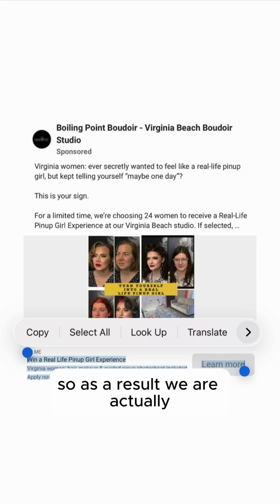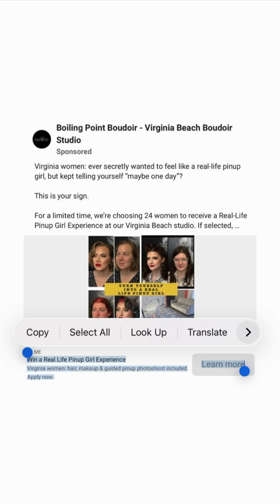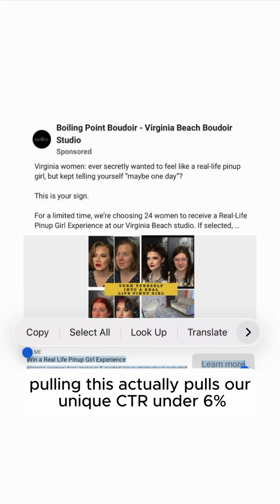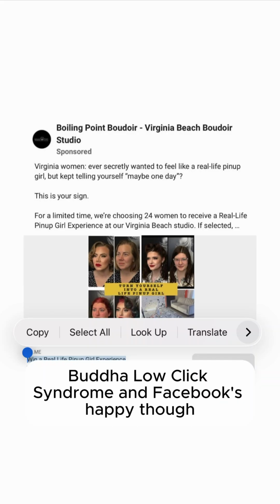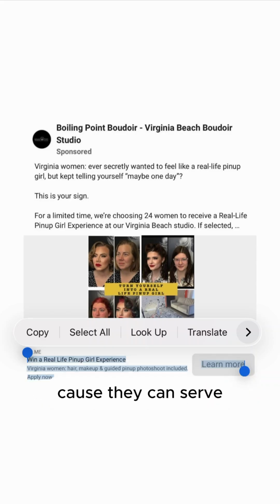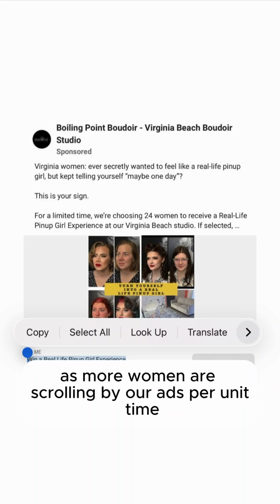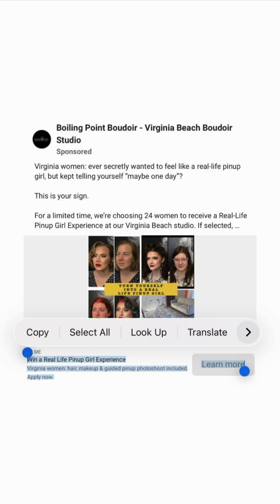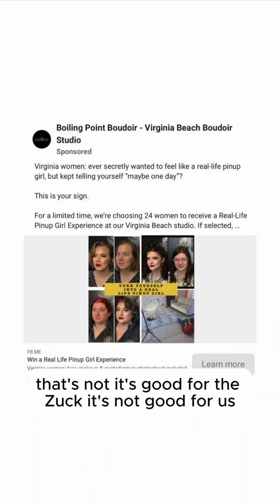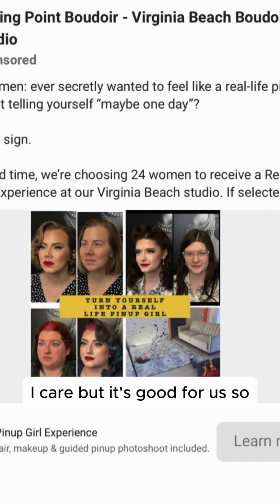So as a result, this actually pulls our unique CTR all under 6%, contributes to BLCS, boudoir low click syndrome. And Facebook's happy though, because as more women are scrolling by our ads per unit time, that means Facebook can serve more ads per unit time. So the Zuck is happy. It's good for the Zuck, it's not good for us.